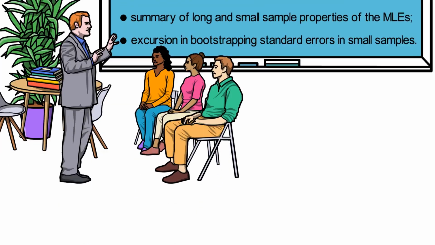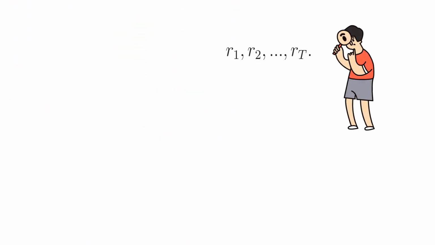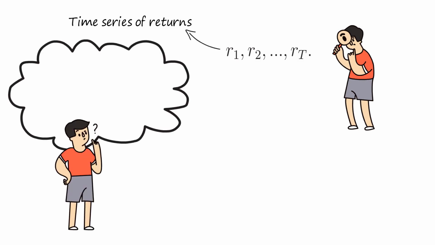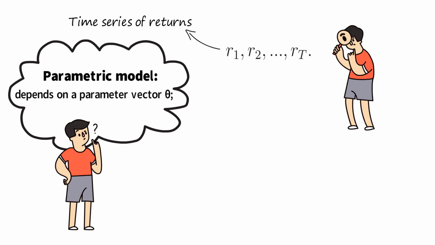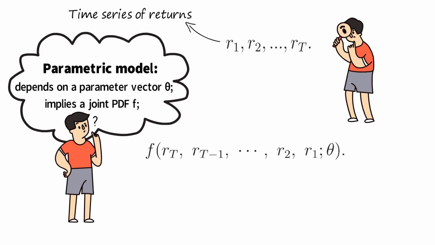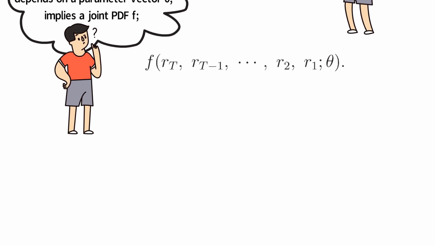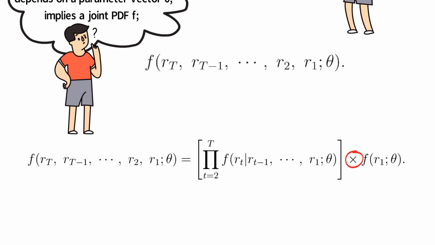So let's start. Assume you observe a time series of returns. Now, further assume you want to explain that return time series with a specific parametric model that depends on a parameter vector theta, and that implies a joint probability density function, which we call f. So we would write that joint density function as here. Now, any joint probability density function is simply the product of conditional densities and one marginal density, as highlighted here.